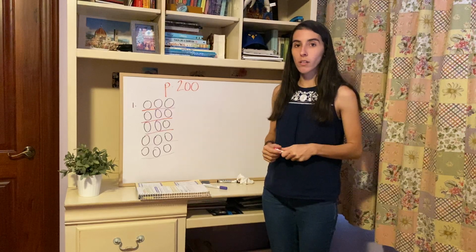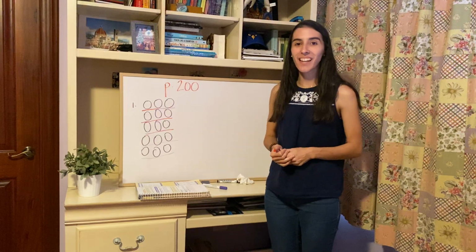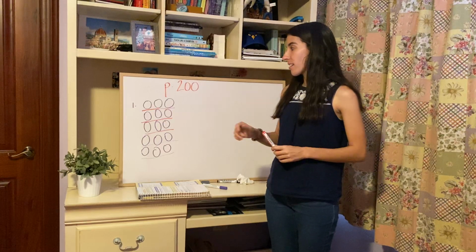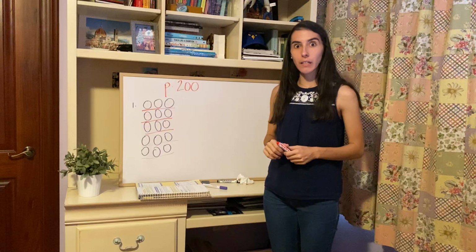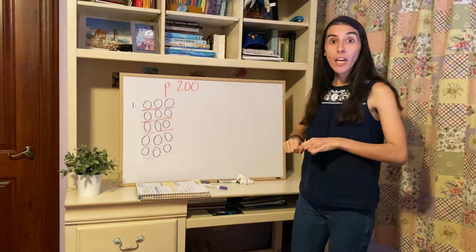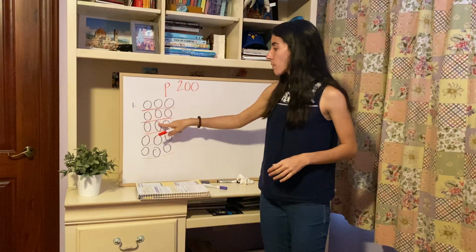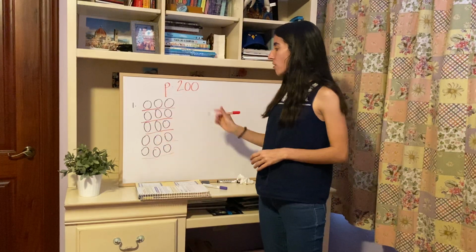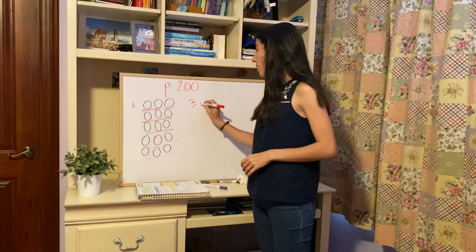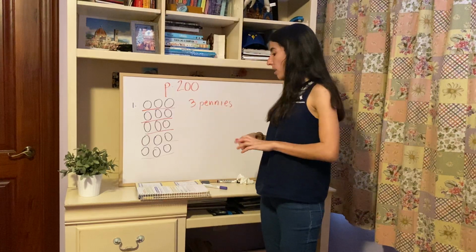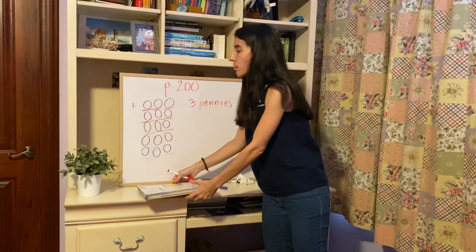How many pennies would each person get? Okay, show me with your fingers, even though I can't see you. Oh, now I gave you the answer. 3 pennies. Each person would get 3 pennies. We have split it into equal parts so that each person gets 3 pennies. Okay, still on question number 1.